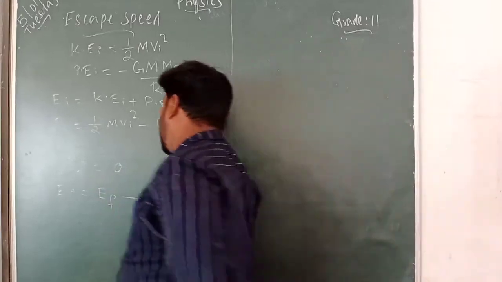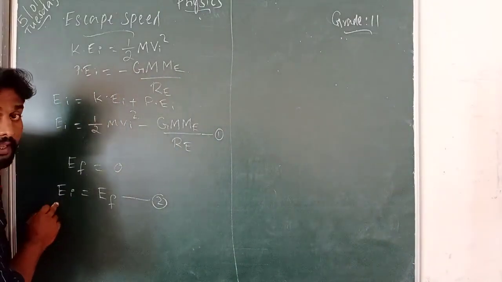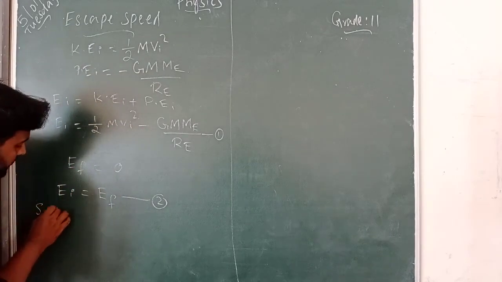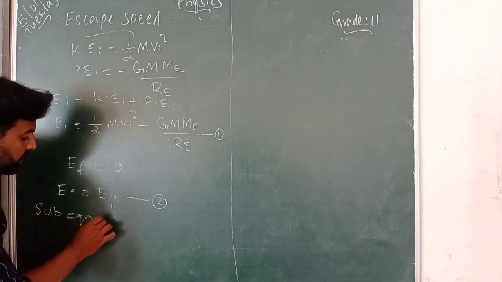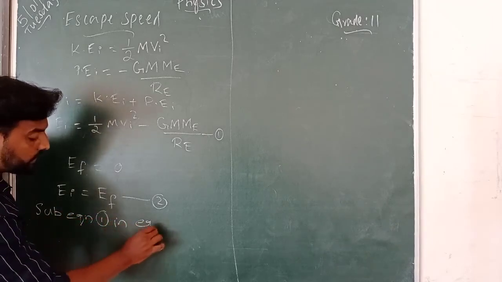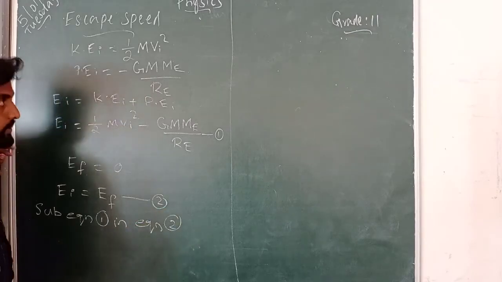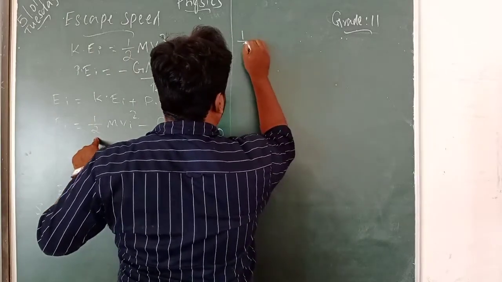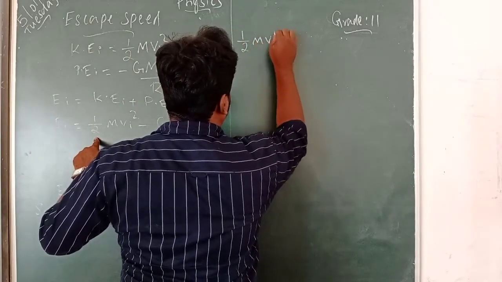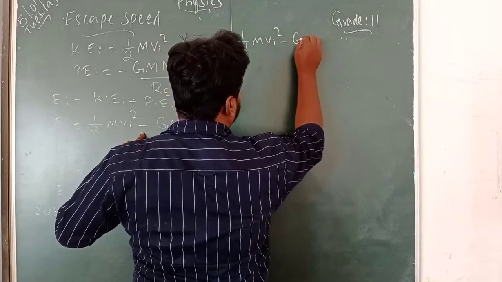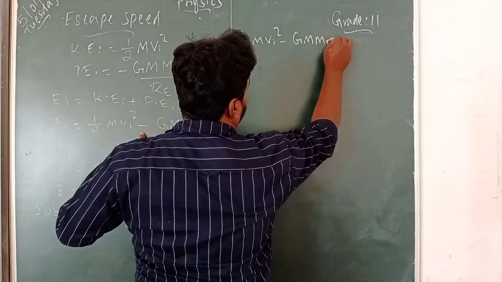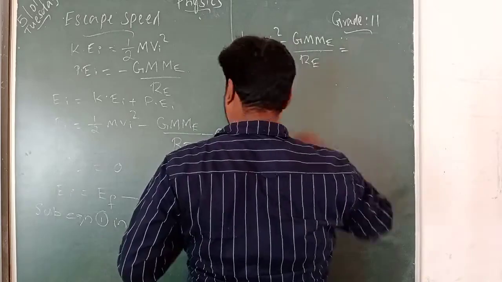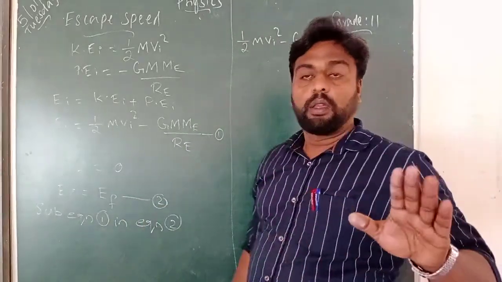Now you can substitute EF is 0, and EA is this one. So substitute equation 1 in equation 2. While substituting, we get, instead of EA, half mvi square minus GMme by re is equal to EF. EF is 0.